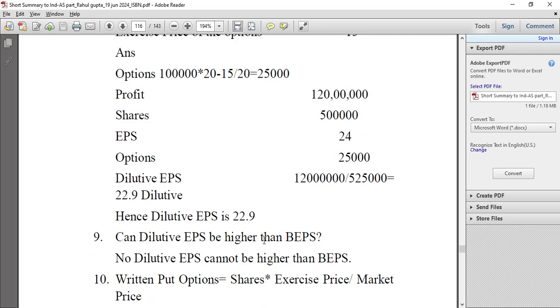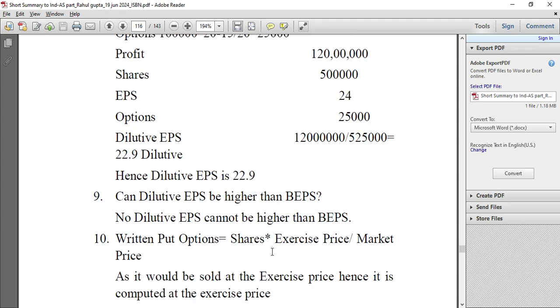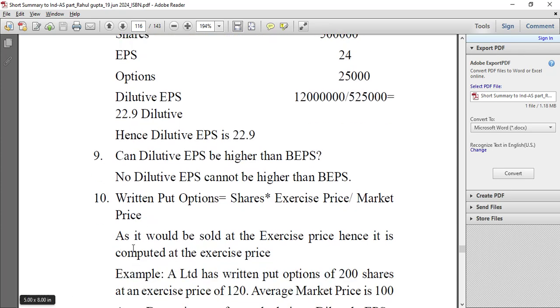Can dilutive earnings per share be higher than basic earnings per share? No, dilutive earnings per share cannot be higher than basic earnings per share. Written put options: shares into exercise price divided by market price. As it would be sold at exercise price, it is computed at the exercise price.